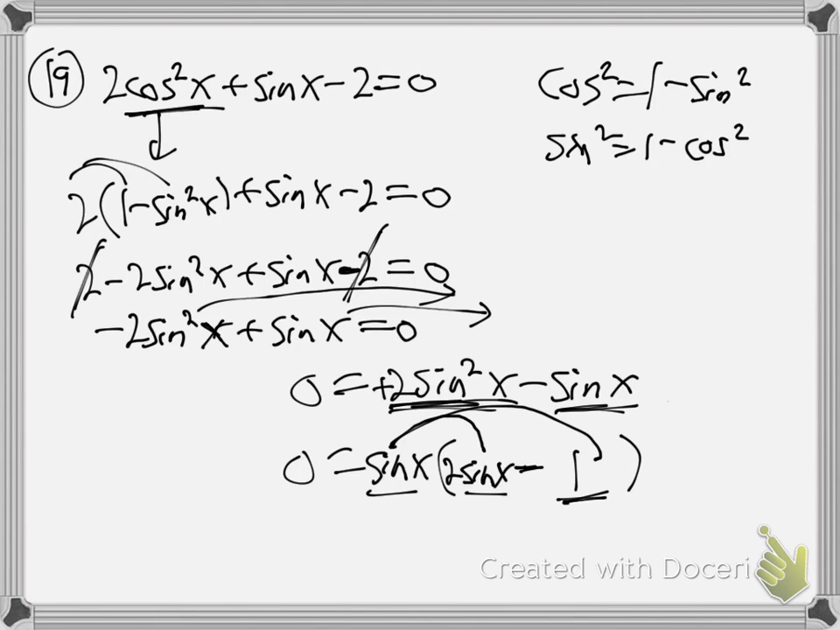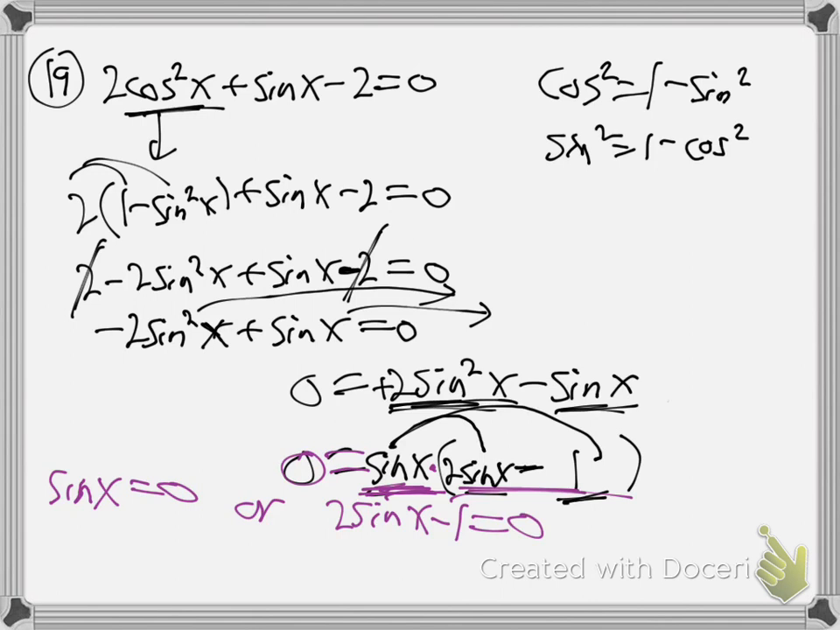If two things times to be 0, that's what this is saying. This times this is equaling 0. If I said, hey guys and gals, two things I'm multiplying and it's coming out 0, what does that mean? Either one of those could be 0 to make them multiply to 0. If the first one's 0, 0 times anything is 0. If the second one's 0, anything times 0 is 0, right? So that means the first one could be 0, the sine alone, or the second one, the 2 sine x minus 1, could be 0.